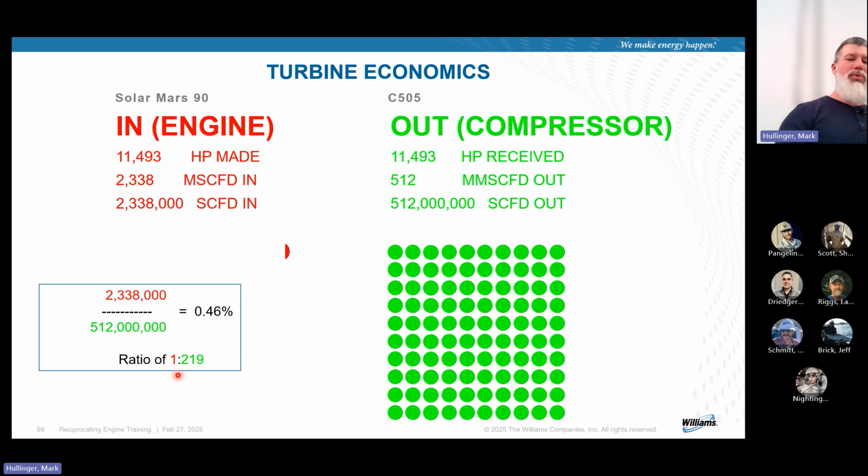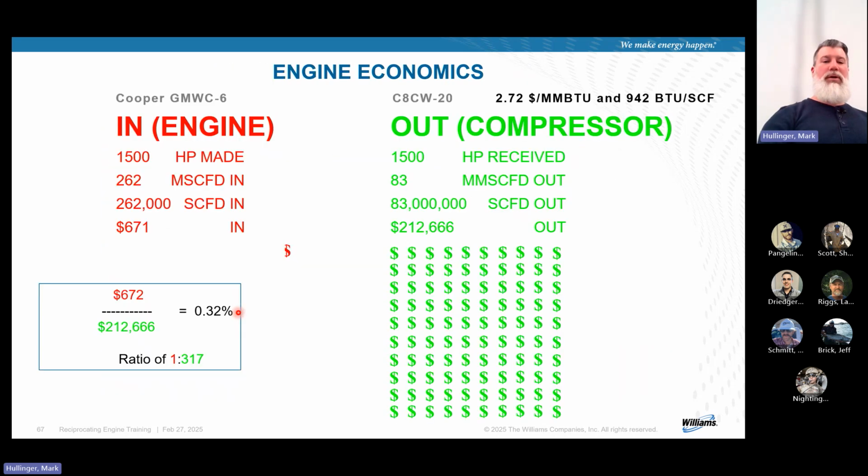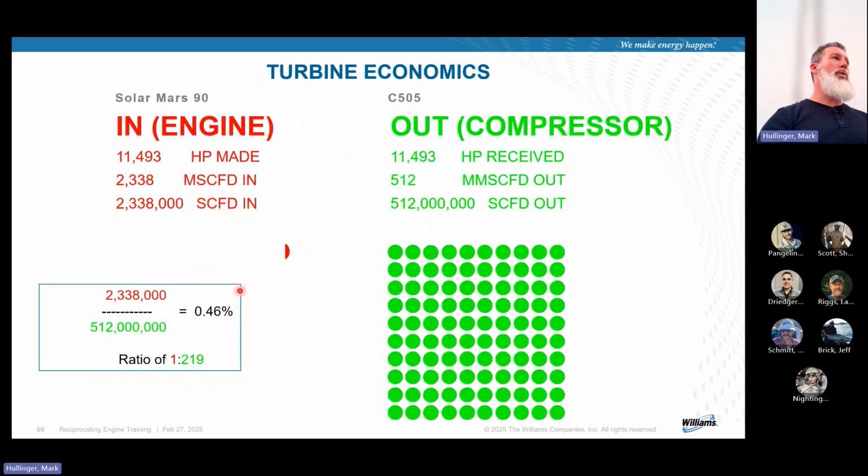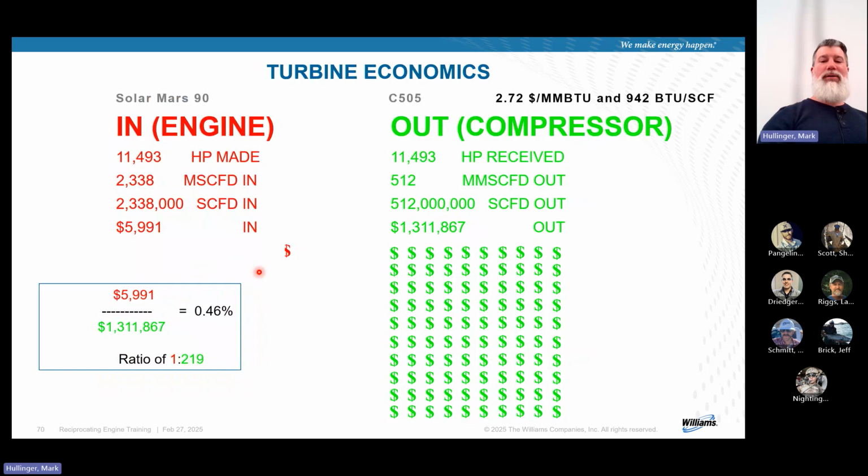So that ratio is 1 to 219. So yeah, it's gobbling more fuel, but look how much it's pushing down the line as well, okay? Look at that ratio right there, 0.46. So it's still less than 1%. So we go around and say, oh, turbines are less efficient, but not by far, okay? 0.32 right here, and 0.46, it's still under 1%. Okay. So in math, $6,000 gobbled up in fuel, but $1.3 million sent down the line per day.